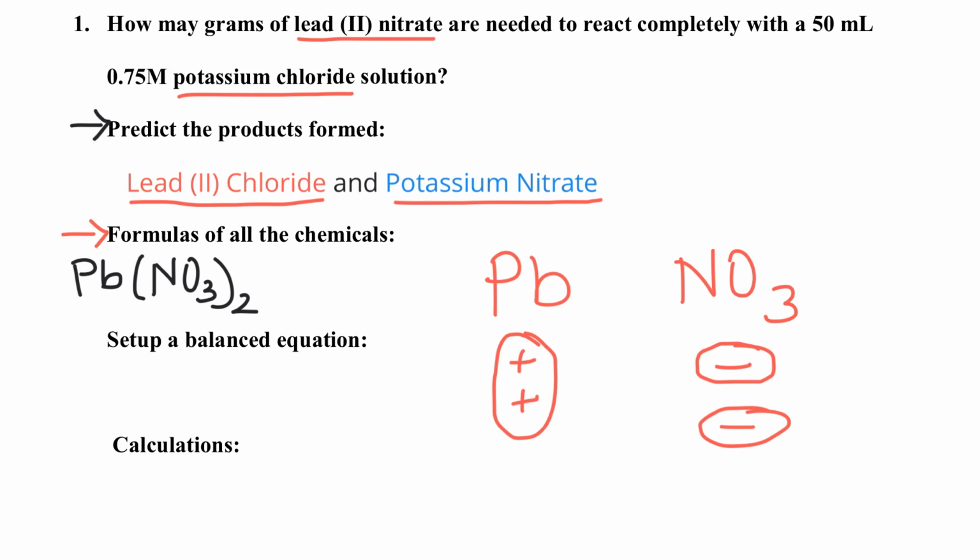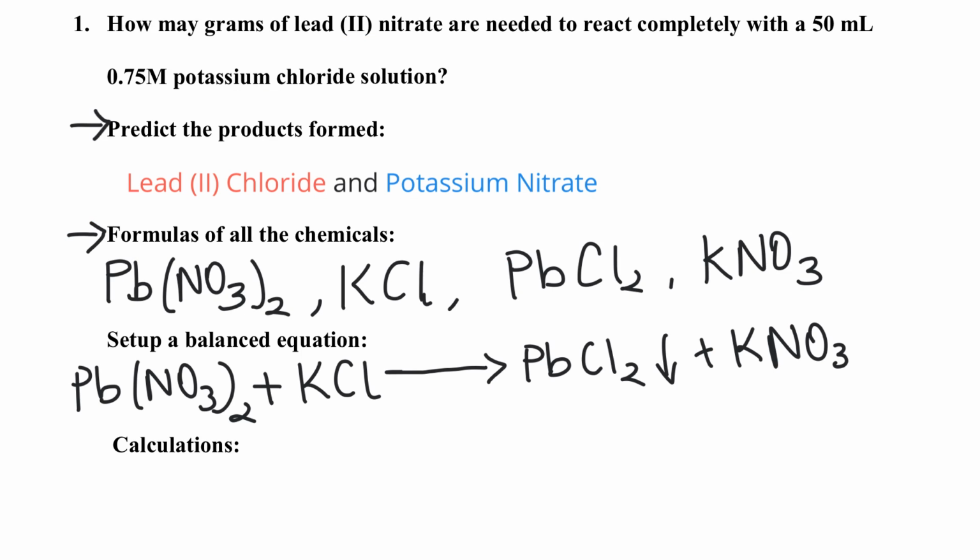I've gone over this, so hopefully you should be able to figure out the formulas of potassium chloride, lead chloride, and potassium nitrate. Moving forward, I have taken the reactants and the products and set up my balanced equation. Now I don't think I have balanced this equation, so I do need to put a 2 over here and likewise a 2 over here, and that should be it. Yes, it is. So your coefficients are 1, 2, 1, and 2.